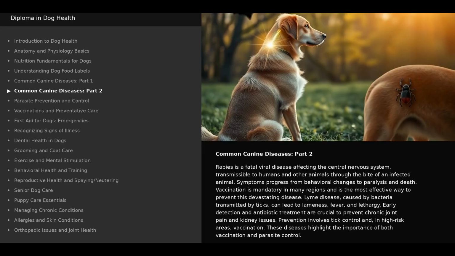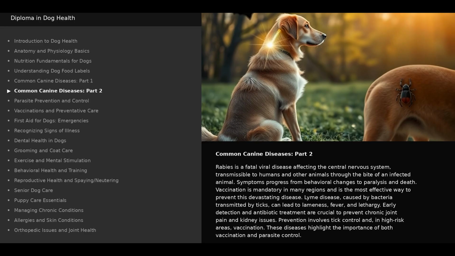Common canine diseases. Part 2. Rabies is a fatal viral disease affecting the central nervous system, transmissible to humans and other animals through the bite of an infected animal. Symptoms progress from behavioral changes to paralysis and death. Vaccination is mandatory in many regions and is the most effective way to prevent this devastating disease.